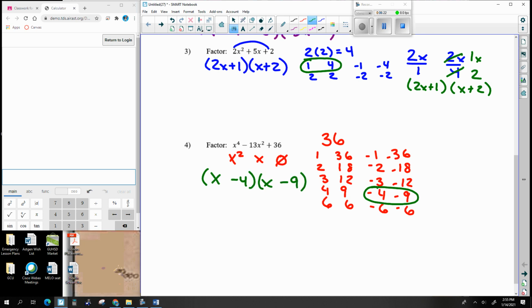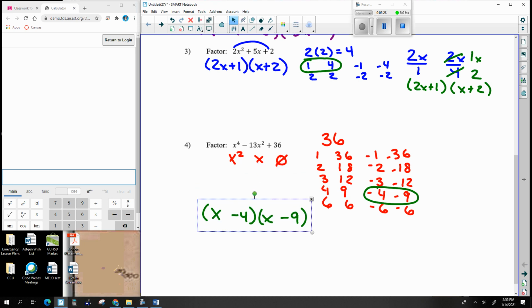minus 9. Because what happens when you have an x squared is this x squared breaks to an x and an x evenly. Well, same with this x to the fourth. It breaks evenly. So an x to the fourth is going to break to an x squared and an x squared evenly.